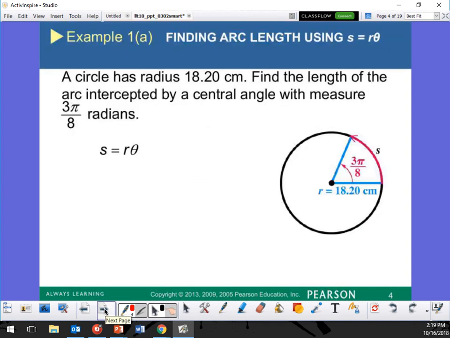All right, so we're solving for S here. What is my r? R is 18.2. Now, what is my theta? 3 pi over 8. Very good. So S equals 18.2 times 3 pi over 8. Just plug it in the calculator, please.